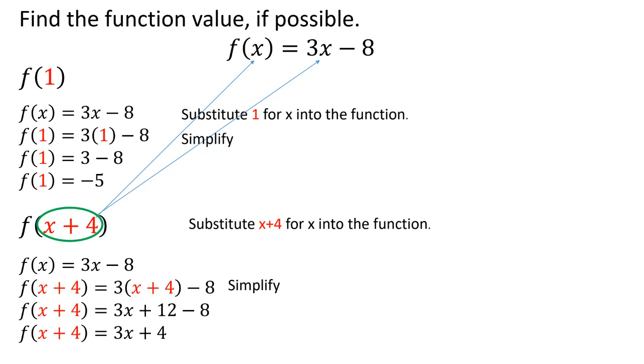Okay. Our final answer for the first one was just a negative 5 when f of 1, when our x value is 1, our y value is negative 5. On this one, when our x value is x plus 4, our y value is 3x plus 4. Okay.